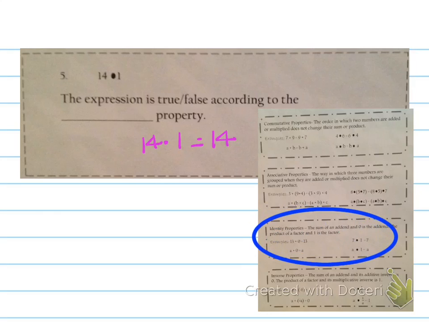This identity property tells us that the sum of an addend and 0 is the addend, or the product of a factor and 1 is the factor. Well, our factor was 14, and it is 14. So this is true according to the identity property.